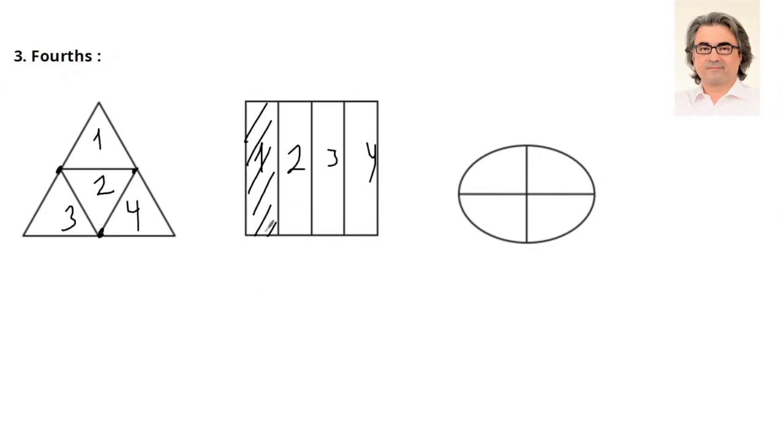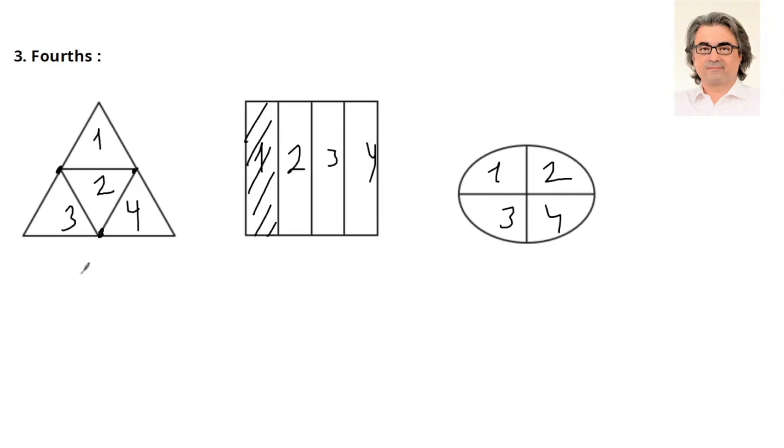Okay, fourths. What about the last figure? I have an ellipse, and I divided this ellipse into 4 equal parts. Let's denote them with 1, 2, 3, and 4. I have 4 equal pieces now, and one of them is 1/4 of the whole ellipse. And these 4 equal pieces are called fourths. Okay, I think you understood very well.